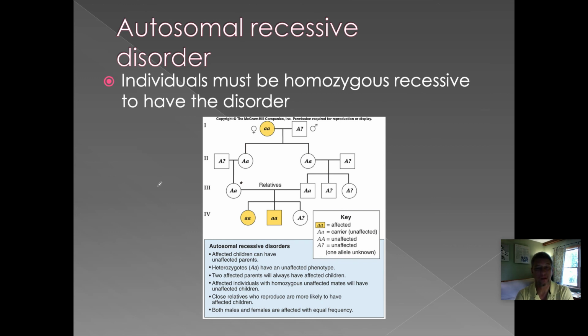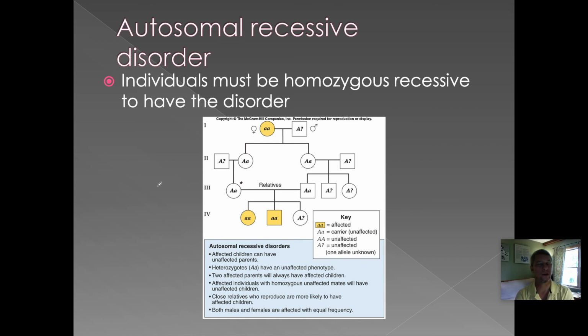And last but not least, two affected parents, meaning two homozygous recessive parents, will always pass that disorder on to their children. Affected individuals with homozygous unaffected mates will have unaffected children, right? Because only one of them is passing the recessive allele on. And as illustrated by generations three and four, close relatives who reproduce are more likely to have affected children.